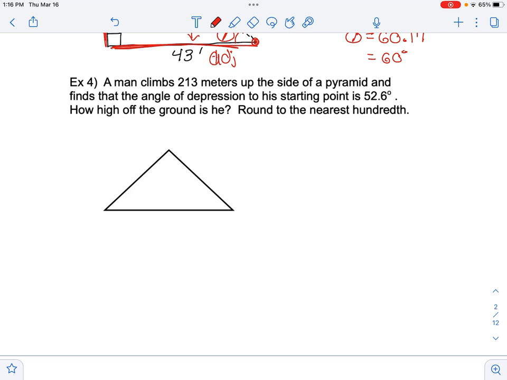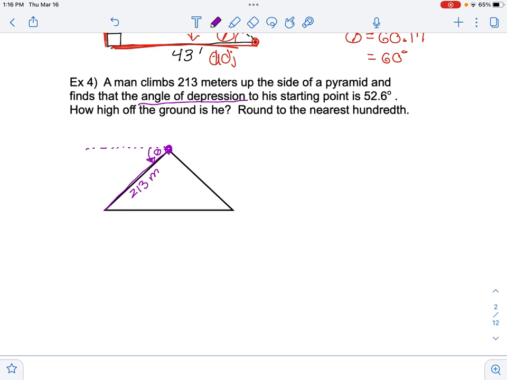A man climbs 213 meters up the side of the pyramid. So he's going up the side of the pyramid. He goes 213 meters up the side of the pyramid. We want to find the angle of depression. So first of all, that means he's at the top and he's looking down. Now, I said whenever you do an angle of depression, start by drawing a horizontal, and he's looking down from that horizontal. That's the angle that I'm looking for right here. It's technically outside this pyramid if you really look at it.